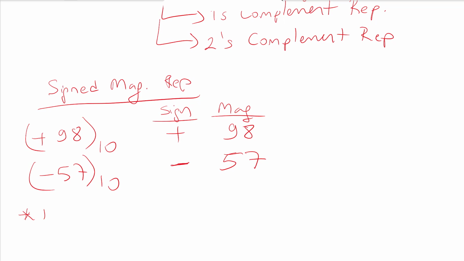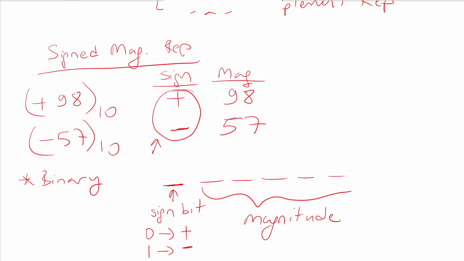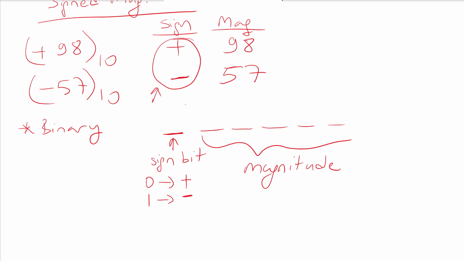So in the binary case, we need to represent this sign, which is either positive or negative, but I can only use 0 or 1 for the representation. So for 1 bit position, I will be using this for a sign bit. 0 means it is a positive number and 1 means it's a negative number. And then I will be using other bits for the magnitude. So in this representation I have some bits to represent magnitude and one bit to represent the sign. Always the leftmost bit is the sign bit.